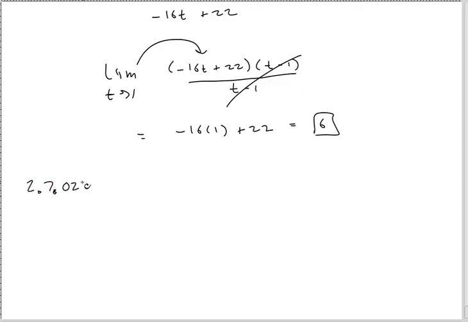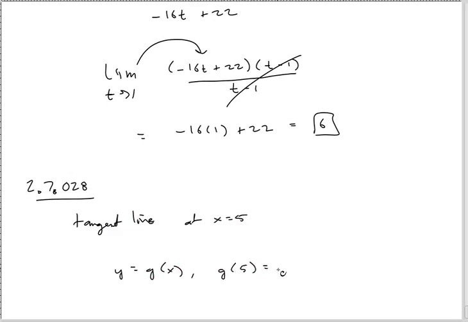Okay. So it's 27028. It says find the equation of a tangent line at x equals 5, given that we have y equals g of x, that's kind of weird. I got g of 5 is equal to negative 4. And then they've got g with a little quote mark, an apostrophe.